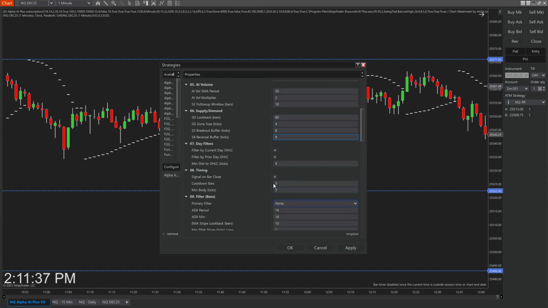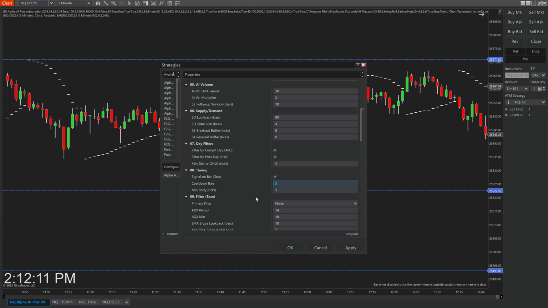And then we also have the option for signals on bar close, which I always prefer. If you uncheck this, it will print signals live tick by tick, which is not good. It's going to give you a lot of false signals. So always keep it on bar close. And then we have the cooldown bars, which is a very cool feature. When the system prints a signal, it will cool down for 5 bars, so it will not look for any signals until 5 bars have passed. It's a good way to filter the noise.